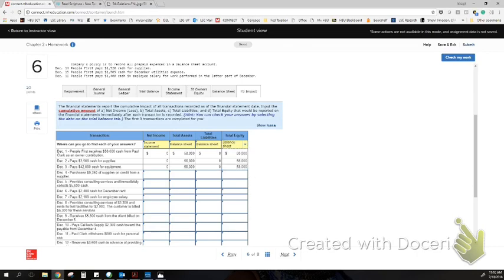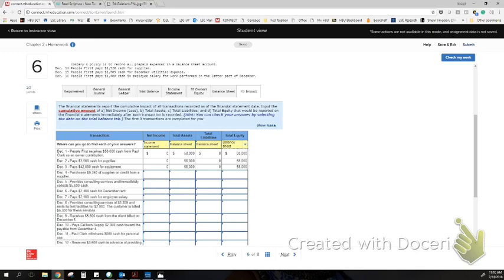Alright. And again, remember that assets must equal liabilities plus equity. So as we're doing this, you need to make sure that your numbers are evening out on both sides. Your total assets have to equal your total liabilities and equity.